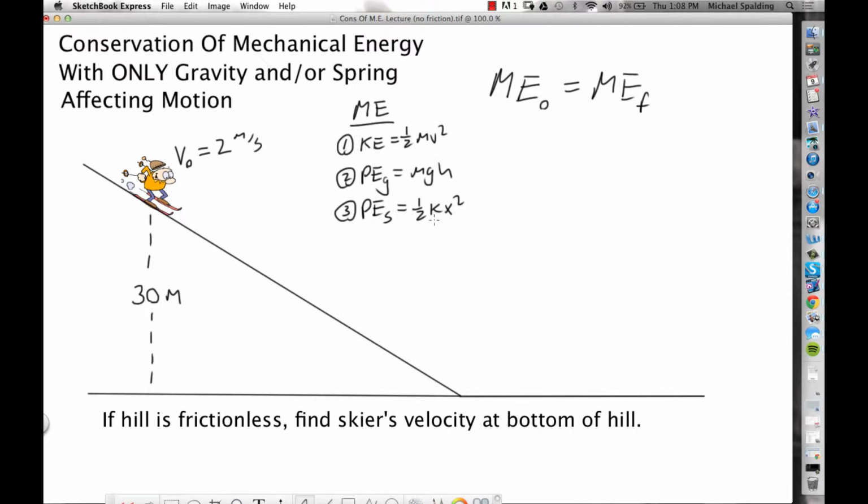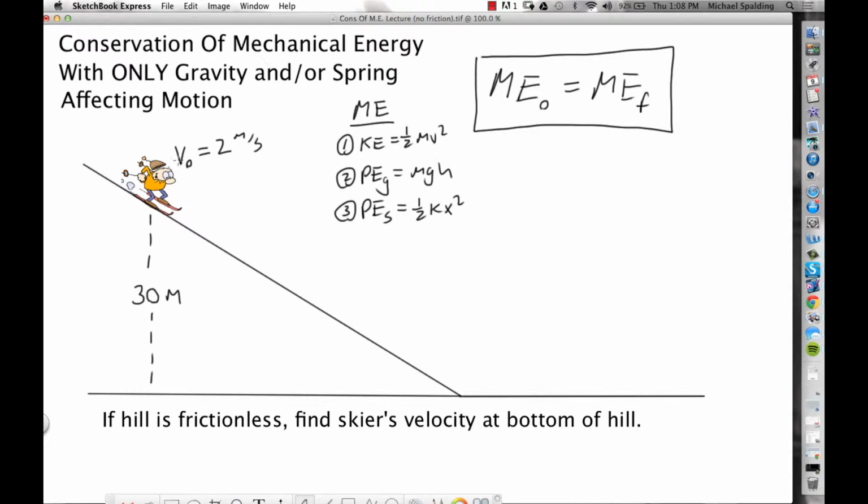K is the spring constant. All springs have their own spring constant. And x is how far the spring was stretched or compressed. So if there's only gravity or spring affecting the motion of the object, then this will be true.